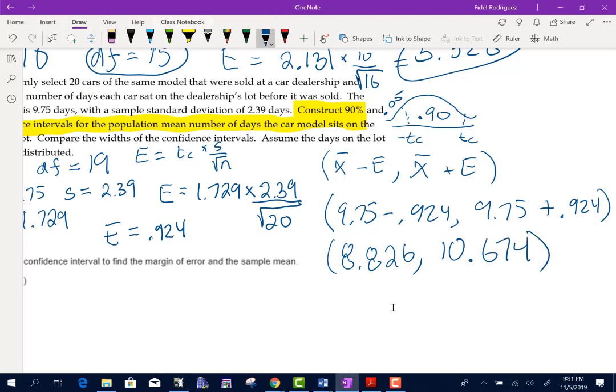Look, we did this problem, didn't we? And we did it for what confidence interval?